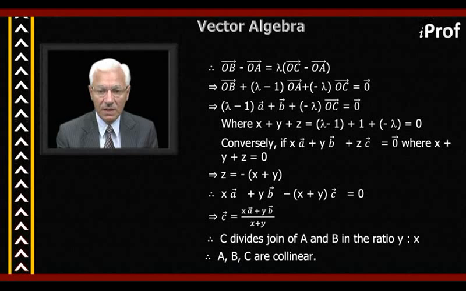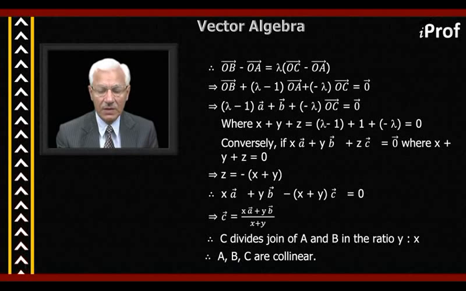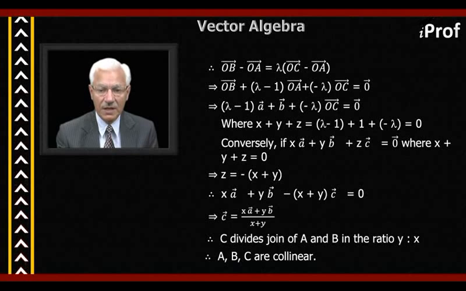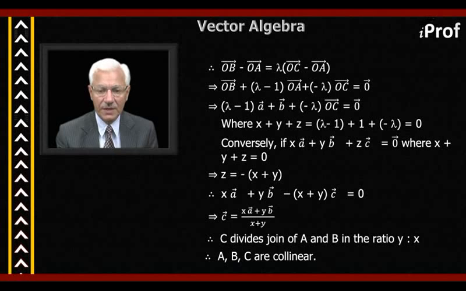Note that capital A is represented by vector A. Similarly, B is represented by vector B and C is represented by vector C.